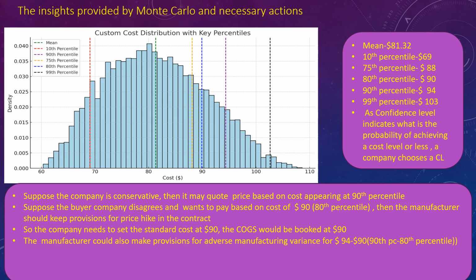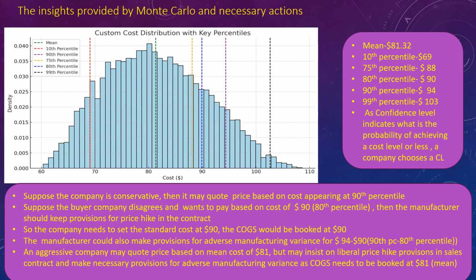The manufacturer should also make provisions for adverse manufacturing variance for 94 minus 90, that is between the 90th percentile and the 80th percentile. An aggressive company may quote price based on mean cost of $81, but may insist on liberal price hike provisions in the sales contract and make necessary provisions for adverse manufacturing variance, as COGS needs to be booked at $81.